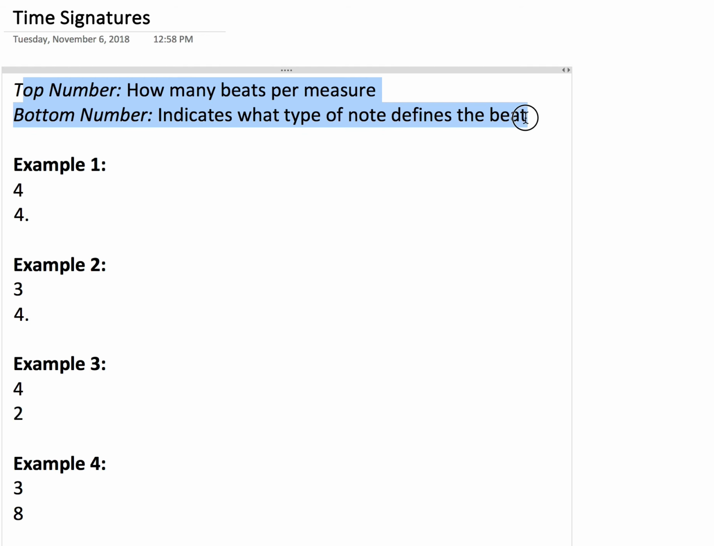So the first thing, we define what these numbers are. The top number in a time signature tells you how many beats per measure. And that's easy to understand. If there's a 4, then there are 4 beats per measure. The hard part is, how long is this beat? The bottom number is what tells you that.